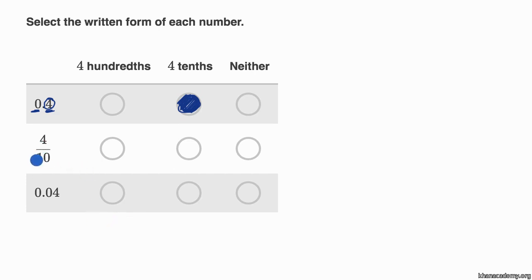So what about this one? Well, this one we would read. You have 4 out of 10 or 4/10ths. So this again would be 4/10ths. So we would shade that one in.